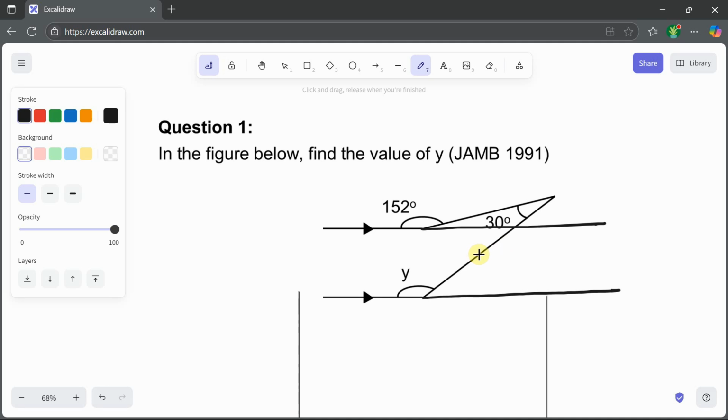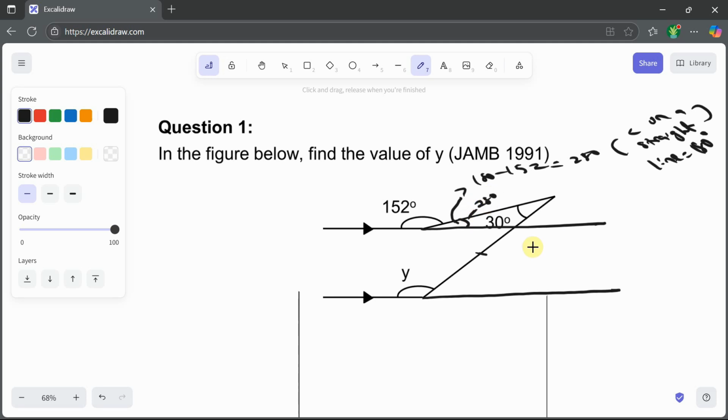This is the transversal. We know the angle in a straight line is 180 degrees, right? So this angle here would be 180 minus 152, which will give you 28 degrees, because angles on a straight line equal 180 degrees. So this angle is 28 degrees. If I draw here, I'll say this is 28 degrees. Great. If I know this, I can find the angle here.